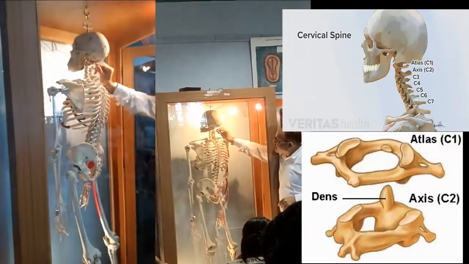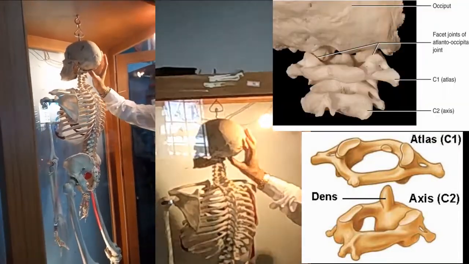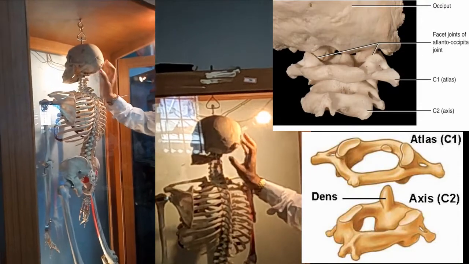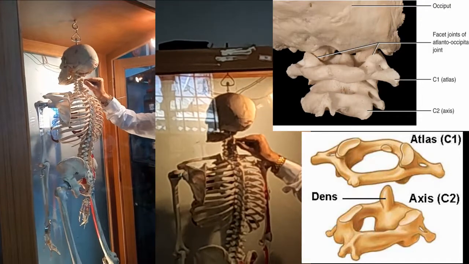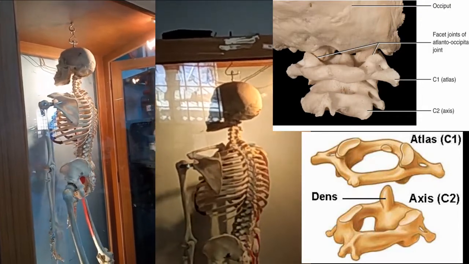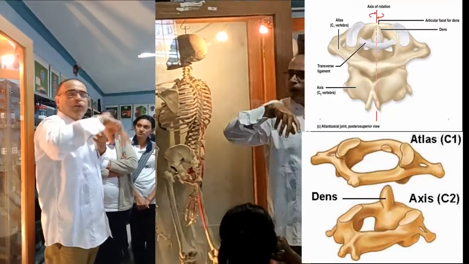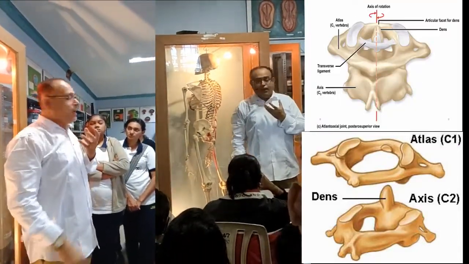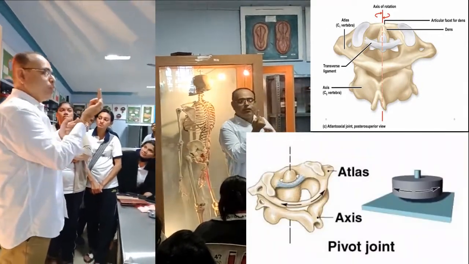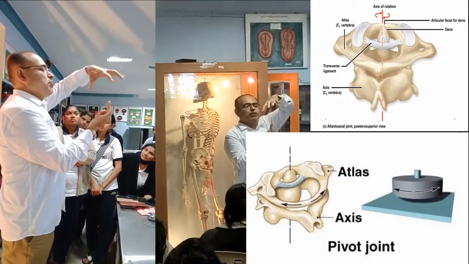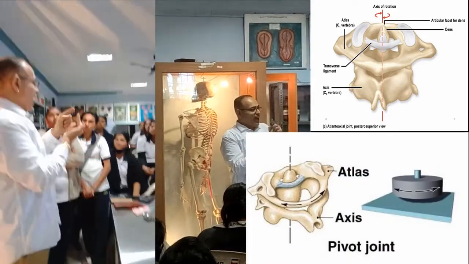Atlas is going to get articulated with the skull, the base of the skull, that we call occipital condyles. C2, that is axis. Axis is the one which is going to keep the head in a particular position. We are going to rotate the skull, is it not? There is a joint called a pivot joint, P-I-V-O-T. Pivot joint means a structure where something is revolving like this, is it not? So that's why we call it axis.